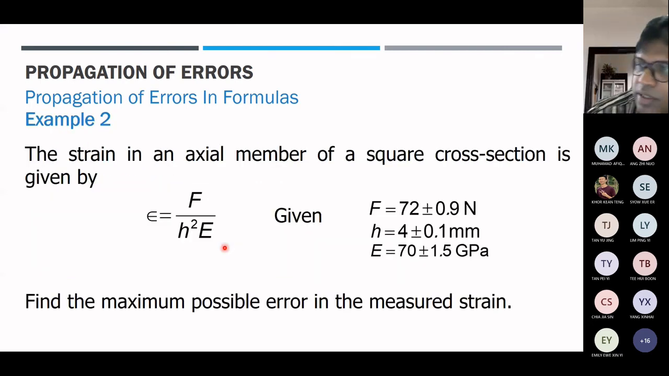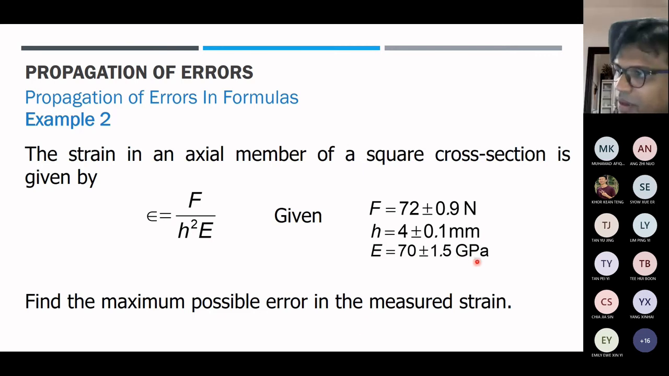Now take a look at this example. The strain in an axial member of square cross section is given by F over h squared times E. F stands for the force, h stands for the distance in millimeters, and E is the modulus, evaluated in Pascal. Now the force is given as 72 plus or minus 0.9 Newton, the h is 4 plus or minus 0.1 millimeter, and the E is 70 plus or minus 1 gigapascal.